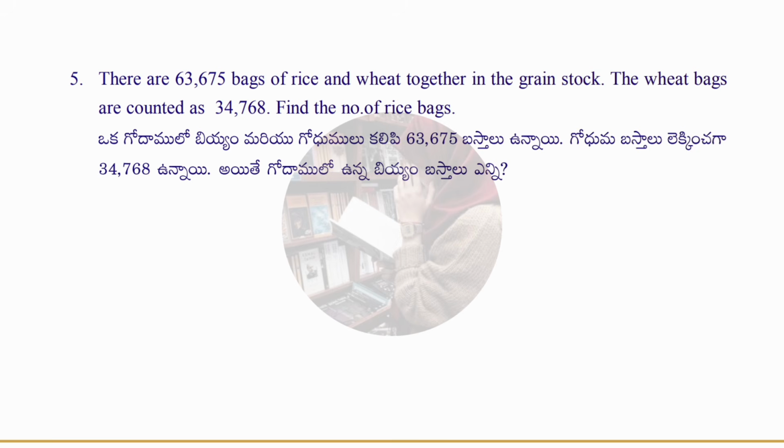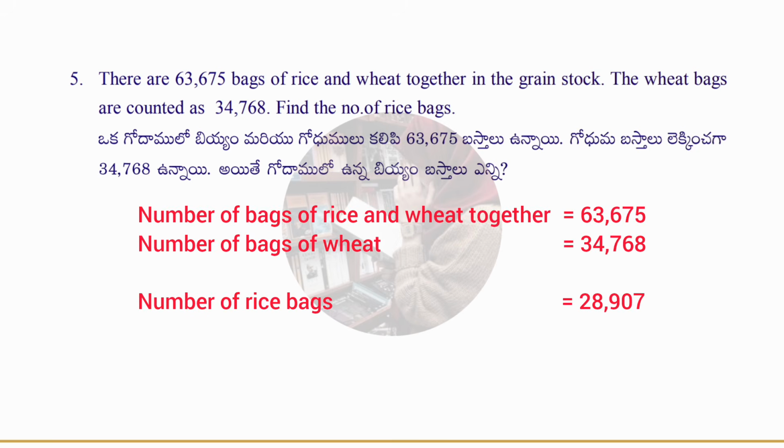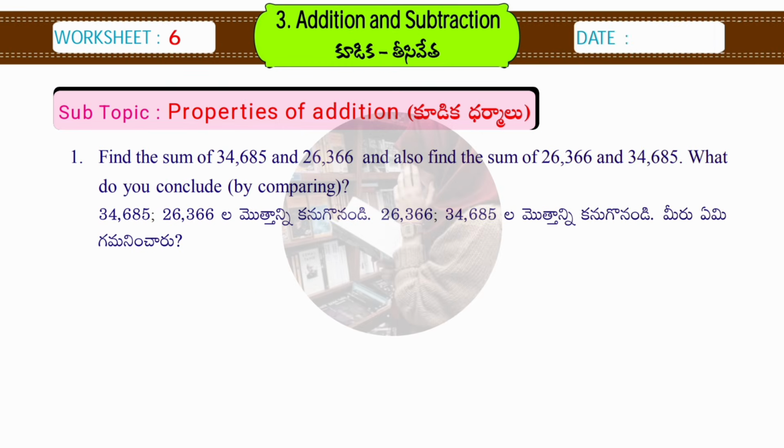Let's see the answer. The number of bags of rice and wheat together is 63,675. Then the number of bags of wheat is 34,768. Now we have to find the number of rice bags. Do the subtraction, you will get the answer as 28,907.